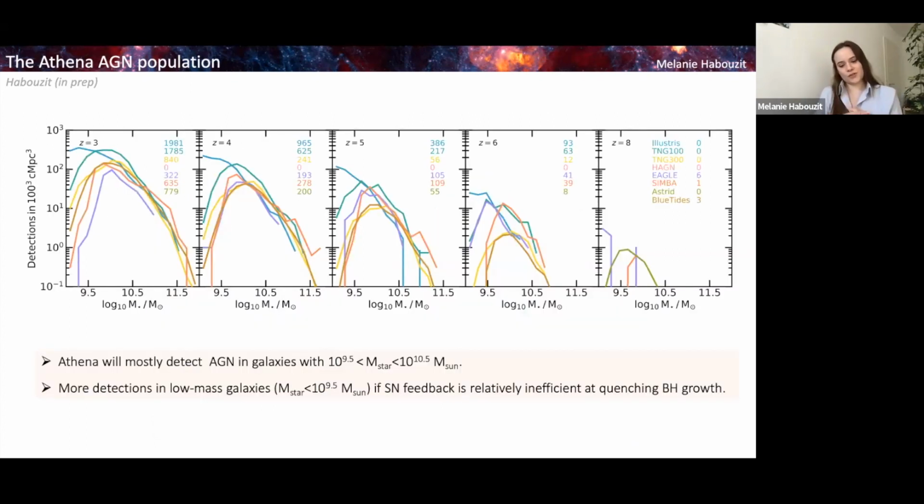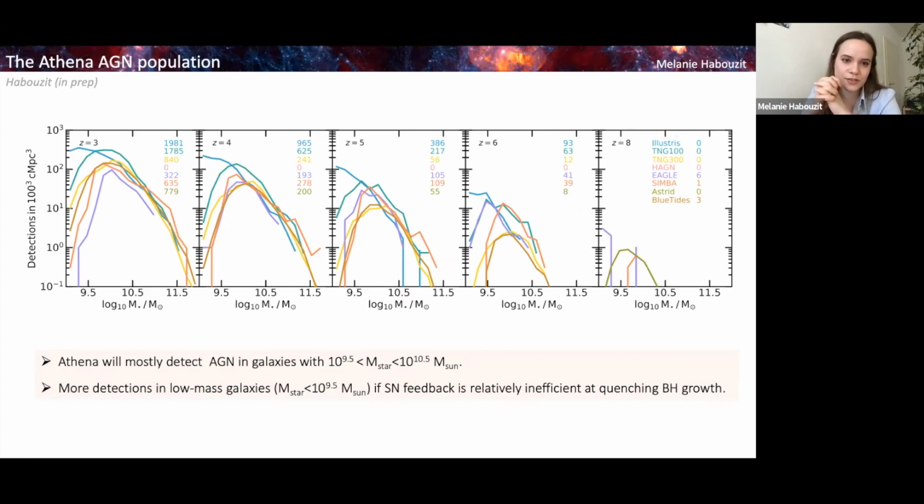Okay, so this was for the properties of the black hole. Now when we look at the galaxy host properties, in which galaxies are we going to find the AGN that Athena will see? This is showing, again, the detections in a 100 comoving megaparsec cube volume, and we're going from redshift 3 all the way to redshift, for example, 8 here. And each line is one given simulation.